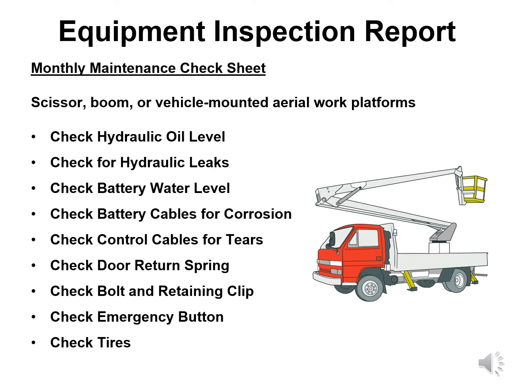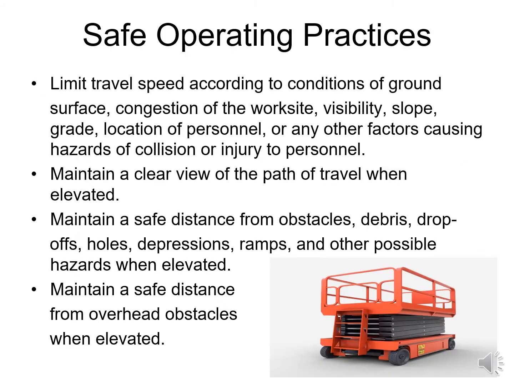Equipment inspection report, monthly maintenance check sheet for scissor, boom, vehicle-mounted aerial work platforms. We want to check the hydraulic oil level, any leaks, battery water level, battery cable for corrosion, control cables for tears, the door return spring, we want to make sure that's operating properly and closes securely, bolt and retaining clip, make sure there's an emergency stop button and that it functions properly, and we want to check the tires.